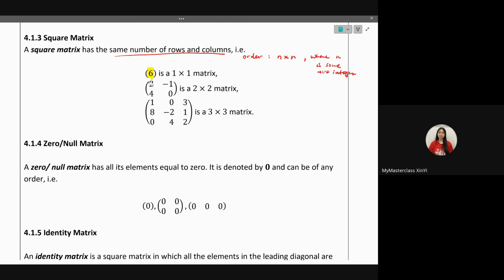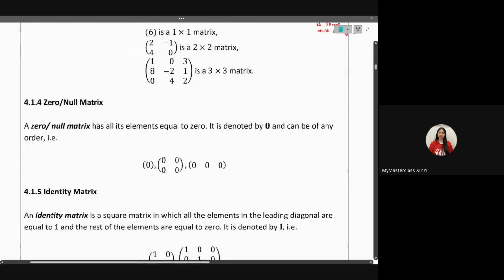Then when you look at this second example, this is a 2 by 2 matrix. So it's also a square matrix. Then for the third example, it is a 3 by 3 matrix. So also a square matrix. This will be very important when we define other types of matrix later on.